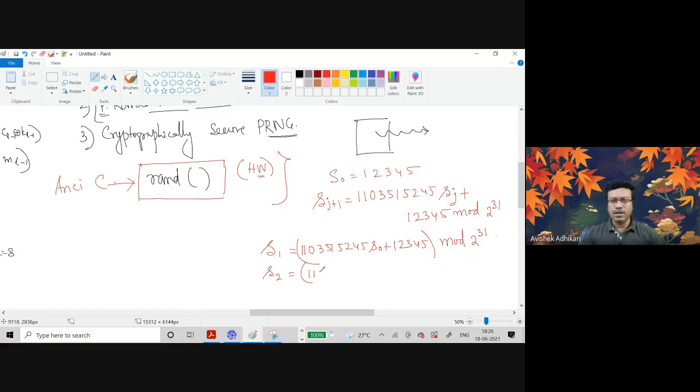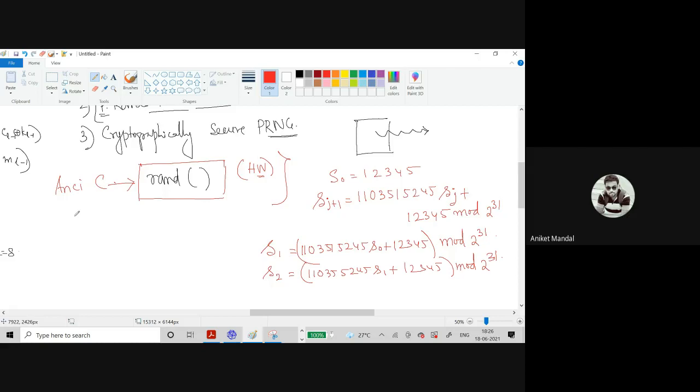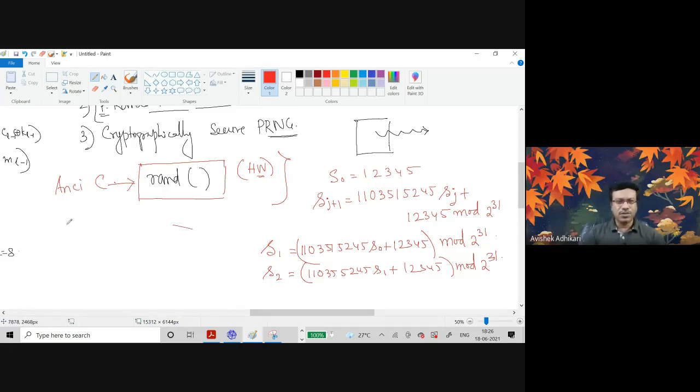So 1, 1, 0, 3, 5, 5, 2, 4, 5. Then S1 plus 1, 2, 3, 4, 5 modulo 2 to the power 31. So you can understand, one is missing. Anyway, you will finally start with S0, S1, S2, and so on. Okay. So that means this rand function has a close connection with this polynomial. And this is a way how this rand function is generated in ANSI C.